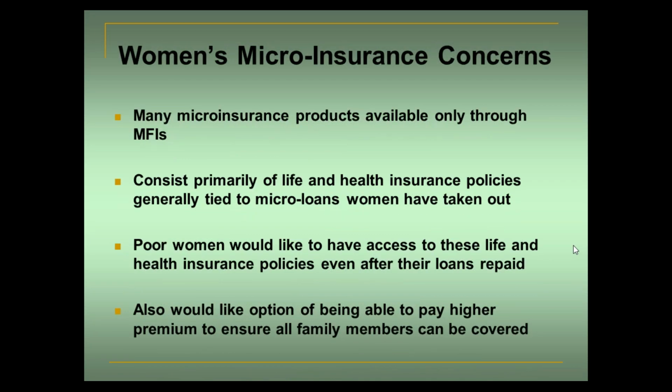The other concern that women have raised is that often microinsurance products are only available through microfinancial institutions. In other words, if you've got a loan, you have to have your credit life insurance, an insurance policy that covers the cost of your loan in case you default, basically if something happens to you. And so it consists primarily of life and health insurance policies that are tied to your loan. Now, some poor women have said they would like to have access to these life and health insurance policies even after their loans are repaid. They've found them to be very, very helpful. They don't want it to be just tied to that loan.